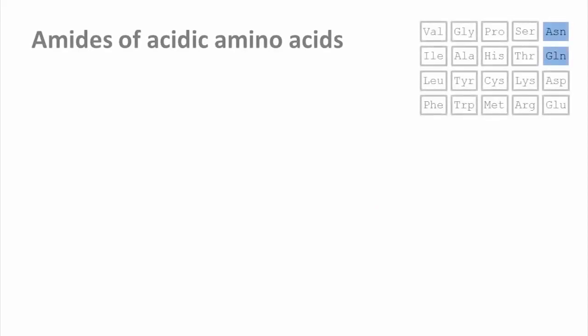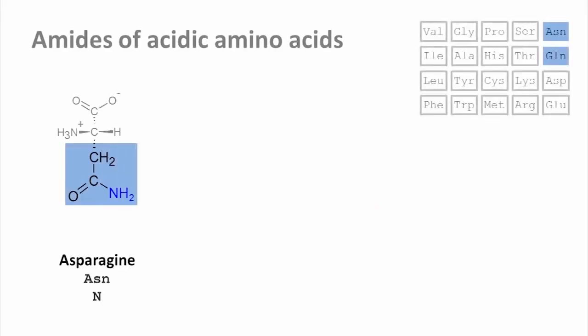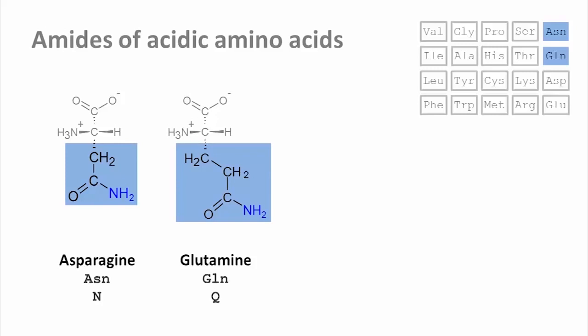Both aspartate and glutamate also come in amide form, asparagine and glutamine. These are not acidic or basic, but they are highly polar and they're strong hydrogen bond donors as well as acceptors and are typically found on the surface of proteins.